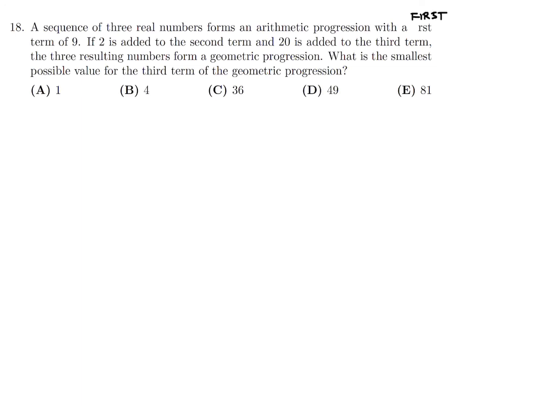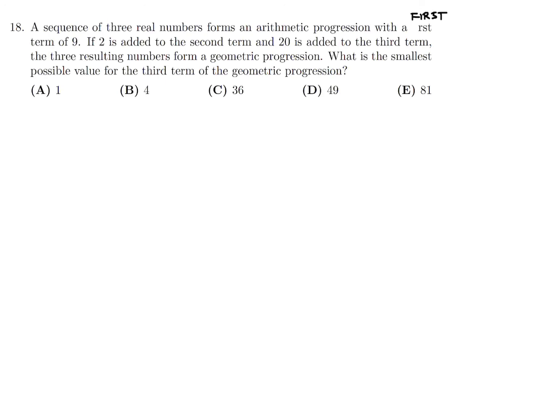A sequence of 3 real numbers forms an arithmetic progression with a first term of 9. If 2 is added to the second term and 20 is added to the third term, the resulting 3 numbers form a geometric progression. What is the smallest possible value for the third term of the geometric progression?